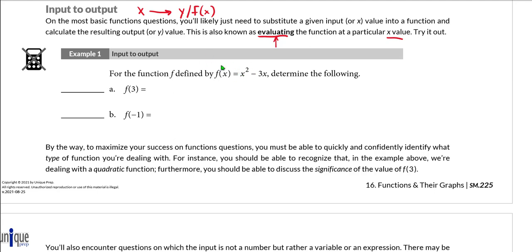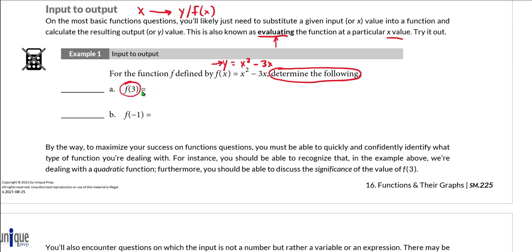Keep in mind, one more time, this notation is no different from that notation. f of x and y are pretty much synonymous. When we graph functions on the xy plane, we graph the value of f of x, the value of the function, as the y coordinates. Obviously, we graph the x values as the x coordinates. So we've got this function x squared minus 3x, and we need to determine the following. I'm going to go ahead and circle that, and I'm going to circle this. So first things first, example 1a, we've got to determine the value of f of 3.